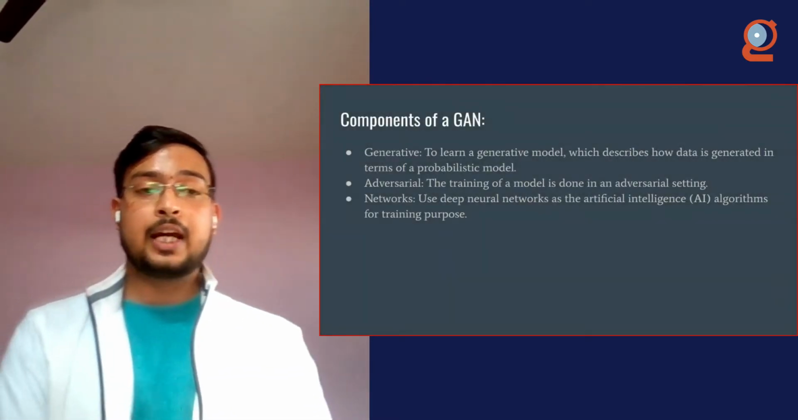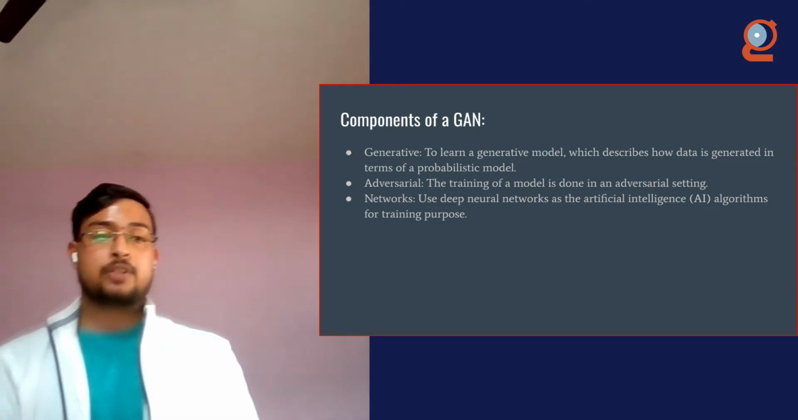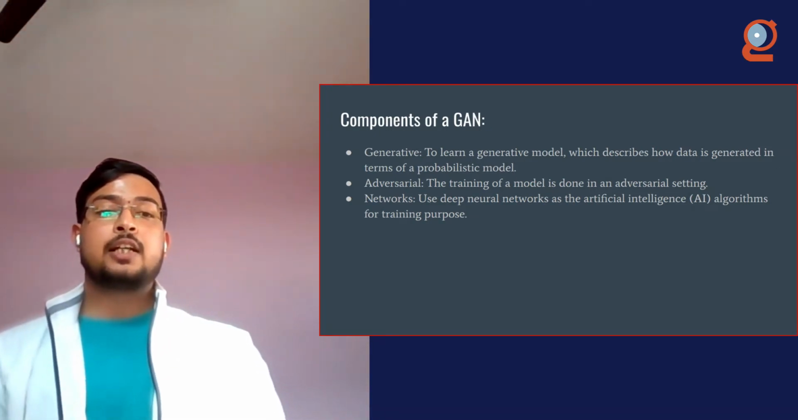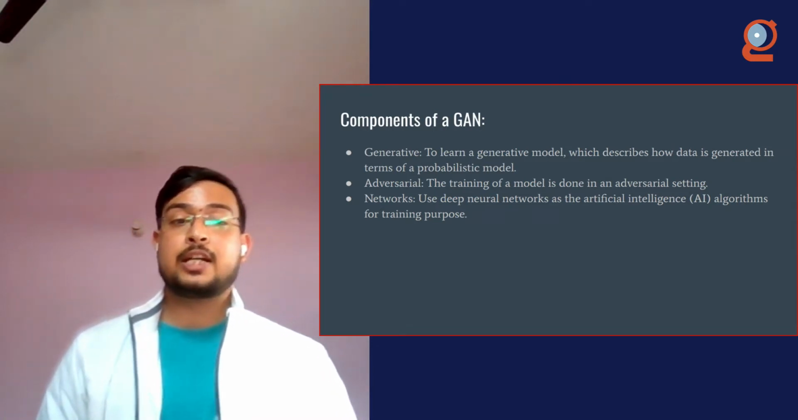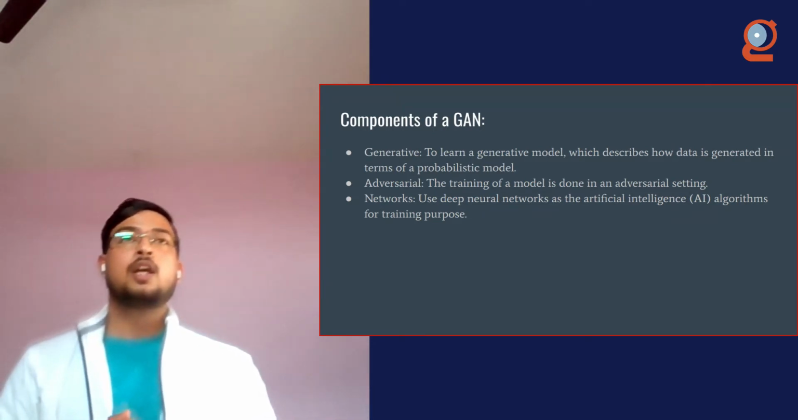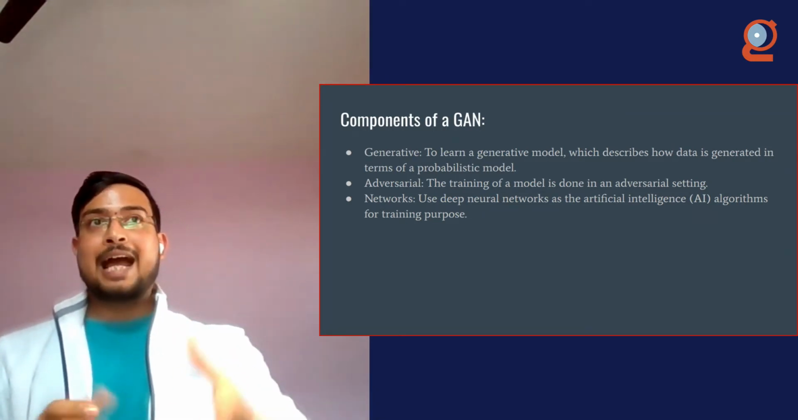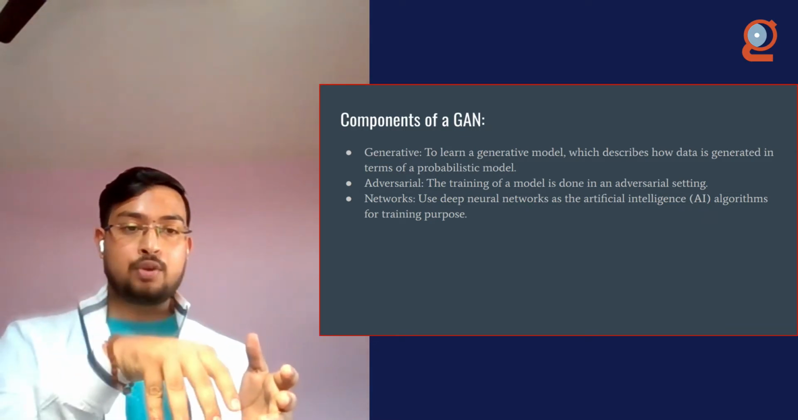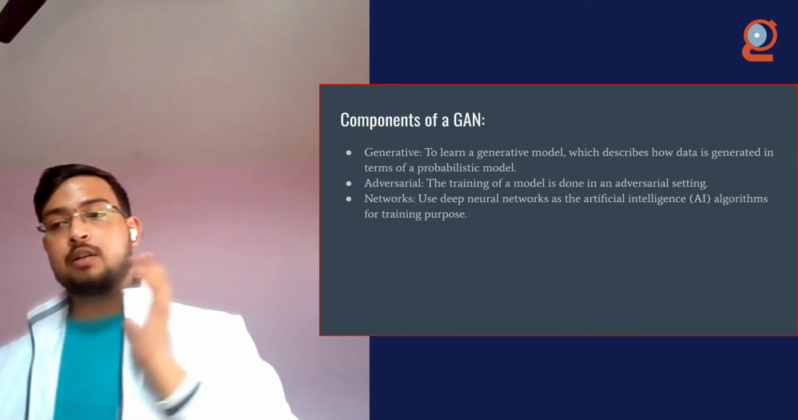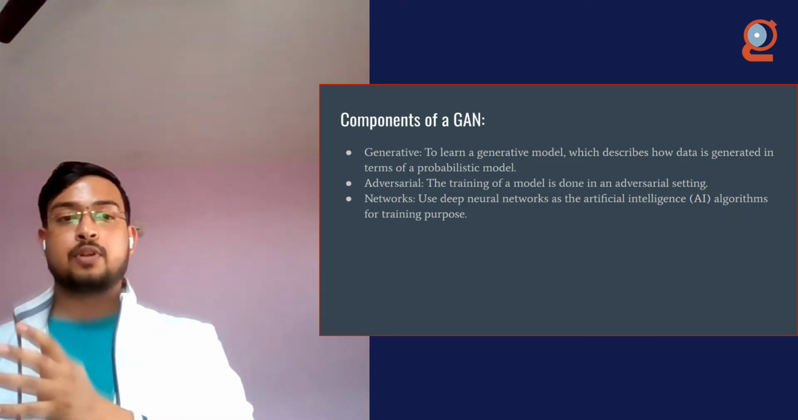next one, components of a GAN. There are three components of a GAN: generative, adversarial, and networks. To learn a generative model, which describes how data is generated in terms of a probabilistic model. What a GAN is trying to do is, we have a picture, we introduce some noise to that, and we try to generate a whole different picture from that.